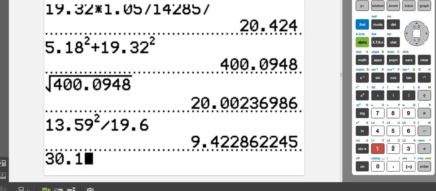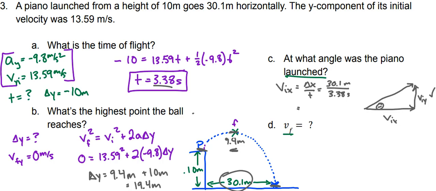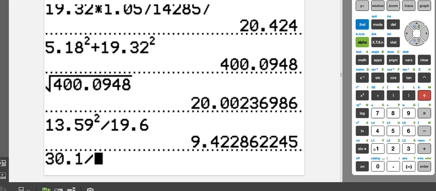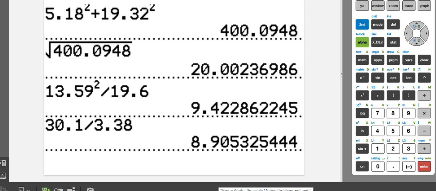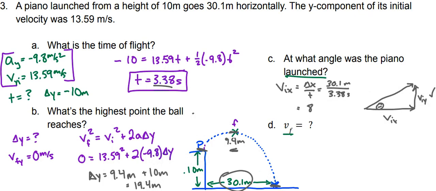It's 30.1 divided by 3.38. You get 8.9 meters per second. So the angle that it was launched is just the tangent inverse of the opposite side, which is that 13.59 initial velocity over 8.9.